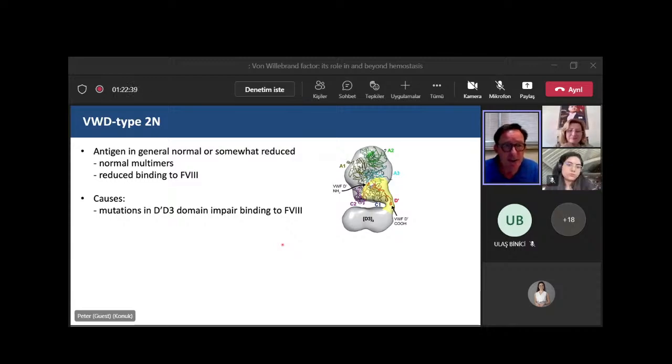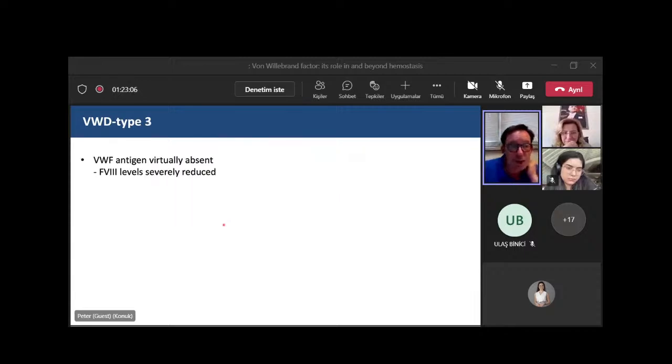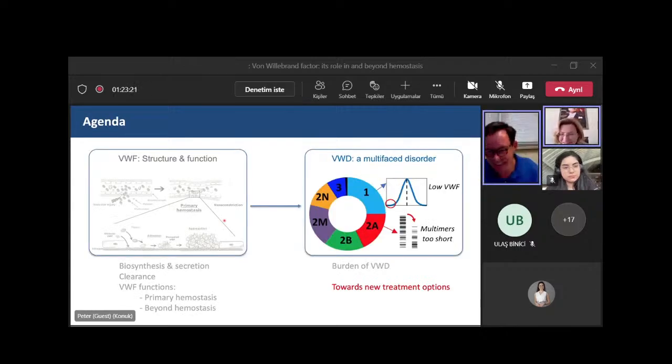And then we have type 2N. Also here, antigen is in general normal or somewhat reduced. Multimers are normal, but they have a very strongly reduced binding to factor VIII. So factor VIII is cleared more rapidly in the patients, and they have reduced levels of factor VIII. This is caused by mutations in the D'-D3 domain that impair binding to factor VIII. And there is type 3, where antigen is virtually absent and factor VIII levels are severely reduced. Well, that's why I have this white slide here. There is no VWF, so that's very good. No expression at all. Yeah.